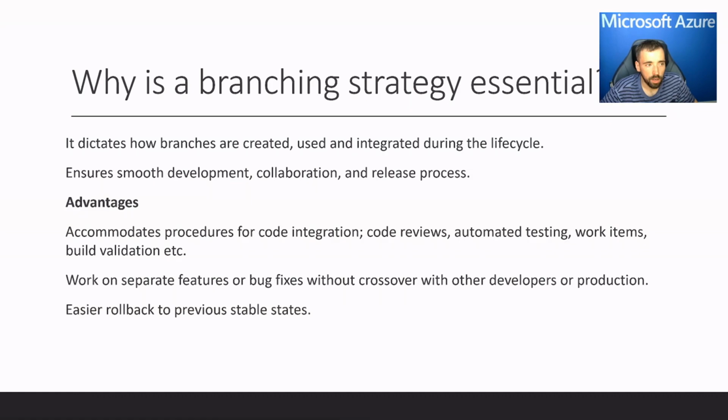And the advantages are accommodating procedures for code integration, like code reviews, automated testing, work items, build validation. Branching strategy will have big implications for how those processes will work and how efficiently we can do it. Working on separate features and bug fixes, as I mentioned, without crossover with other developers or production. And also easier rollback to previous stable states. So we can have a well-defined process for rolling back if we need to when we've got a specific branching strategy and a tested rollback mechanism that we understand.